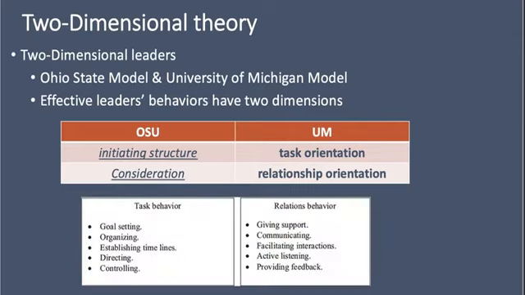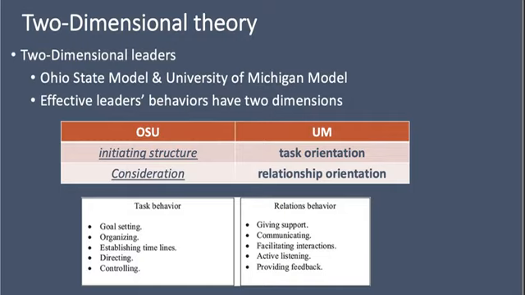For the task orientation, leadership cares more about goal setting. We set the goal, we care more about organizing, and we develop structure to think about how we can achieve these tasks and complete the goal. We can provide more directing, and we also try to control the process to see whether we are able to achieve these goals.